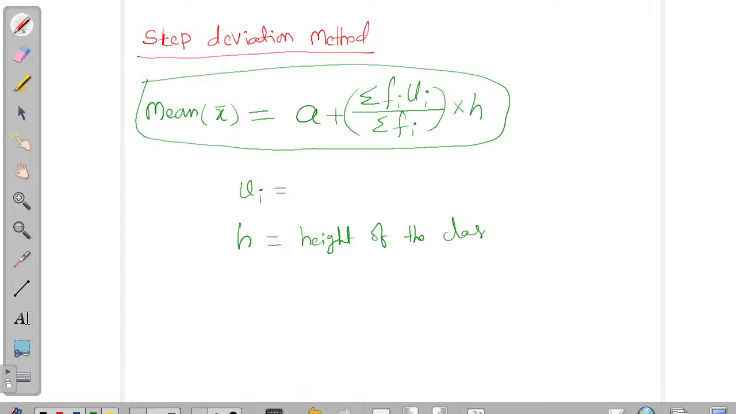First one is the height of the class, and ui we will find by the formula xi minus a by h. Xi minus a by h. These are the two new things in this formula. So now how can we find the height of the class?